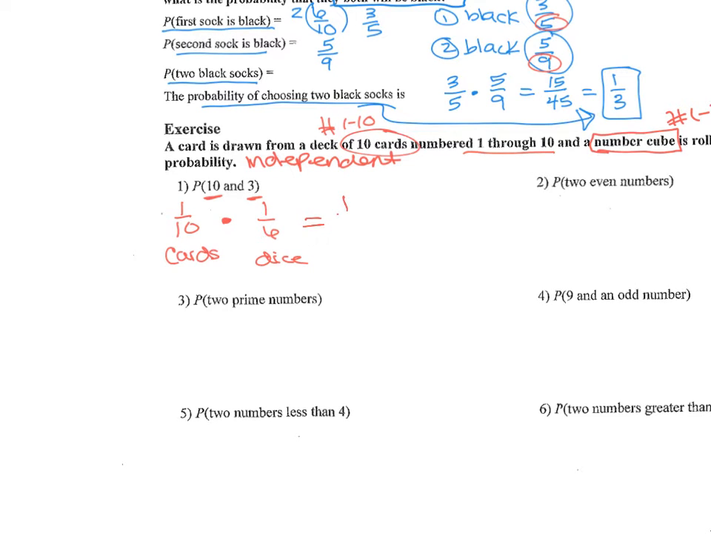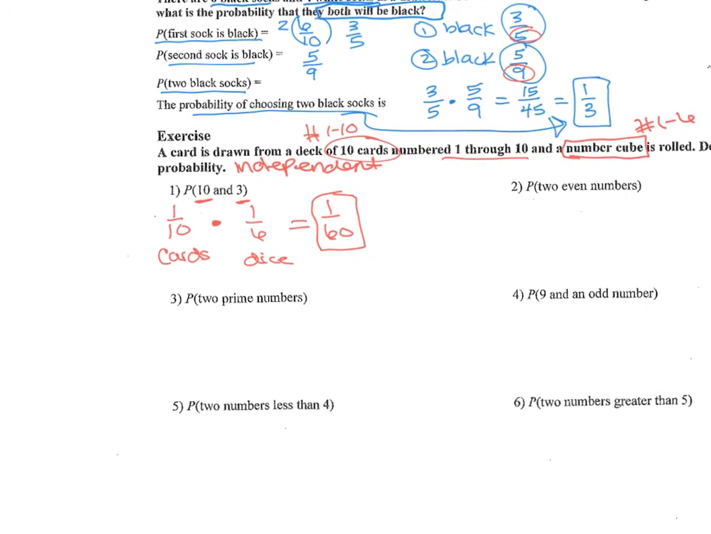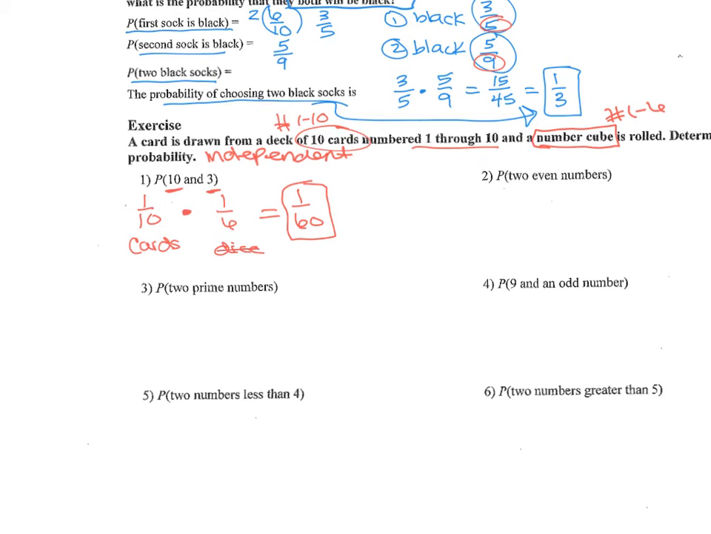1 over 6. One's gonna die. Yes, a dying dice or something. No, they die. Yeah, it should be die, I think.